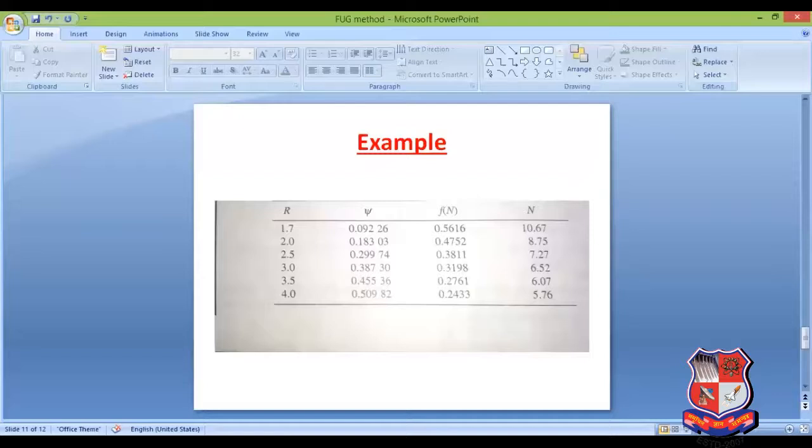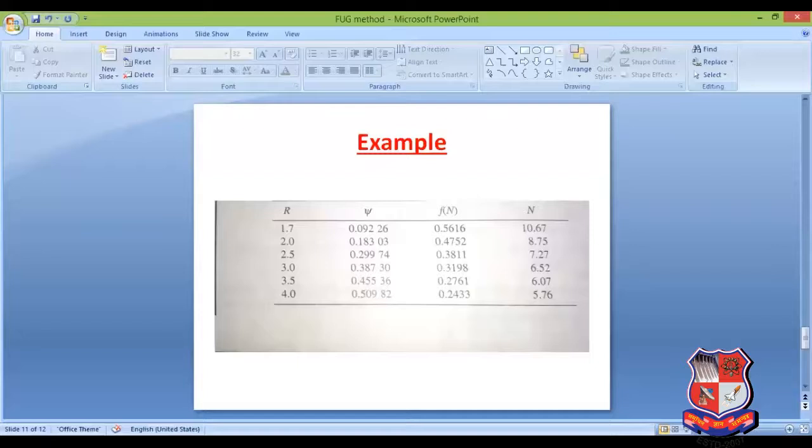Now if you look, when R is 1.7, your N is 10.67, so you can say it is almost 11. When R is 2, your N is 8.75, so it is 9. When R is 2.5, your N is 7.27. Now over here, 7.27 is equal to 7 or 8. Generally in mathematics, if it is lower than 5, then we round it down, so if it is less than 7.5, it would be 7.